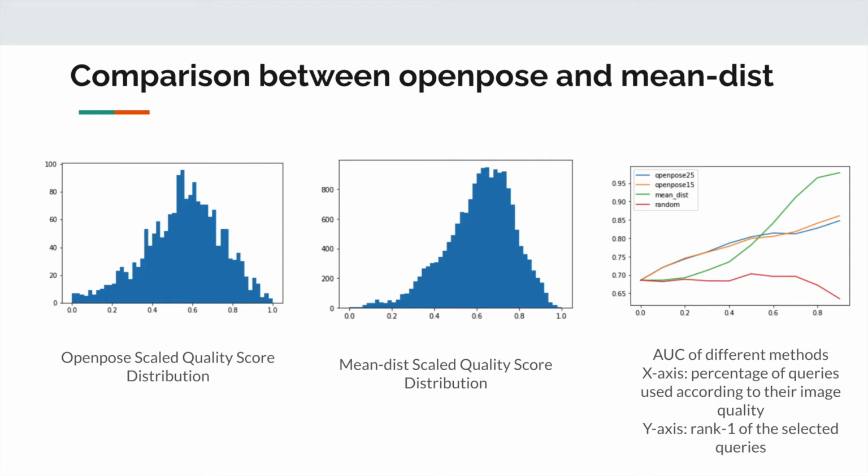Here are the distributions of OpenPose pseudo ground truth and mean distance pseudo ground truth. And these are the AUCs of mean distance, OpenPose, and random. The x-axis represents the percentage of queries selected for testing, and the y-axis represents the corresponding rank 1. We can see that OpenPose 15 and OpenPose 25 have very similar results, and mean distance has the best and obvious result. However, in my opinion, mean distance not only learns the image quality information, but also the correlation between query and gallery. Because if a person walks along with another person for the whole video, the quality score would be high. But there are actually more than one person in the bounding box, so the quality shouldn't be high.